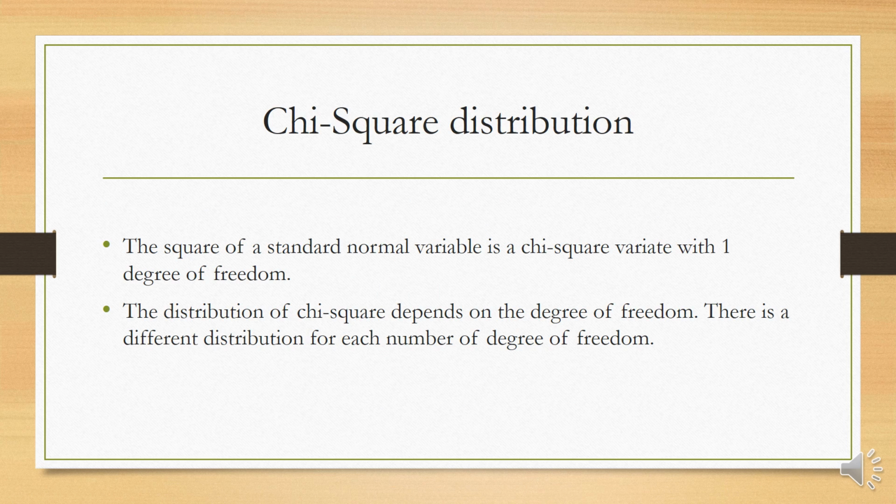Chi-square distribution. The square of a standard normal variable is a chi-square variable with 1 degree of freedom. The distribution of chi-square depends on the degrees of freedom. There is a different distribution for each number of degrees of freedom.